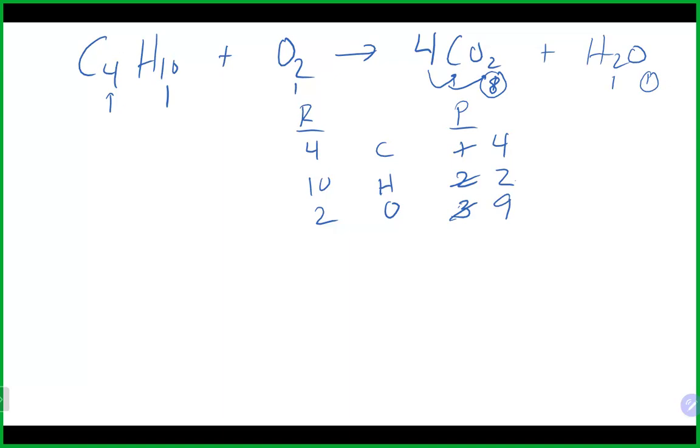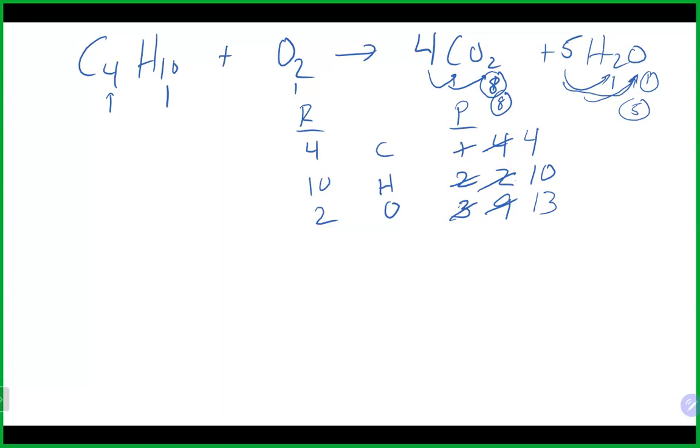I'm going to go to hydrogen next. Hydrogen can be easily fixed by putting a 5 here. That 5 is going to go to everybody over here. So I got 4 carbons. 5 times 2 is 10. Oxygens, I still have 8 here. I have 5 times 1 over here, which is 5. 8 and 5 is 13 at this point, yeah?